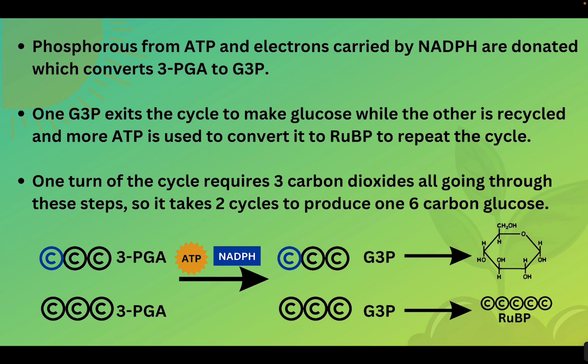Now, as we went through the steps, I showed you with a single carbon dioxide. But one turn of the cycle actually requires 3 carbon dioxides that are all going through these steps simultaneously. So since glucose is a 6-carbon sugar and we have 3 carbon dioxides in one turn of the cycle, it takes 2 cycles to produce 1 glucose. So if we are starting from the beginning with the amount of reactants that we showed in the equation there, it's going to take 2 turns of this cycle to make the 1 glucose molecule that we need.